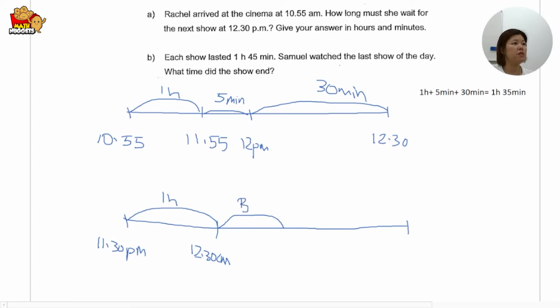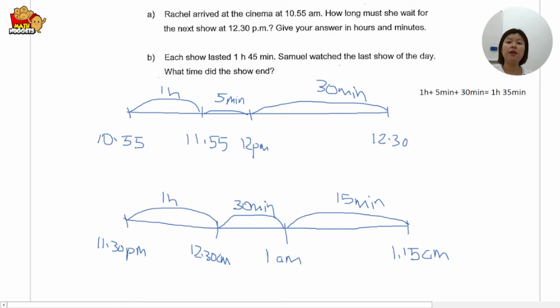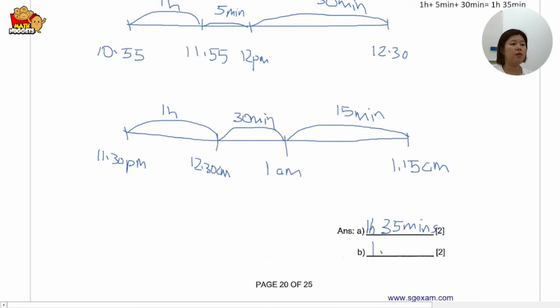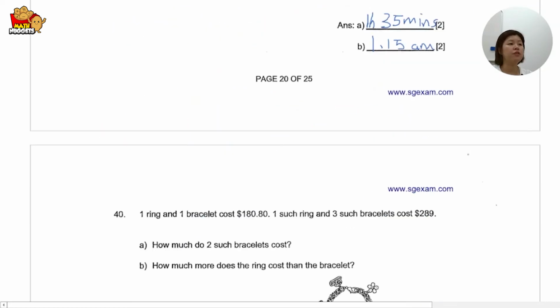Okay, let me erase this. Okay, 30 minutes will be 1 a.m. I still have 15 minutes more. It will be 1:15 a.m. I put a dot here. Okay, so my answer is 1:15 a.m. Okay, let's move on to the next one.